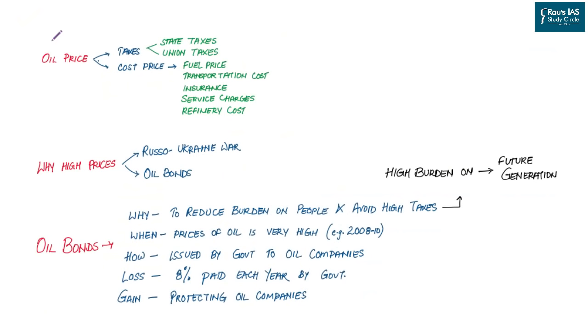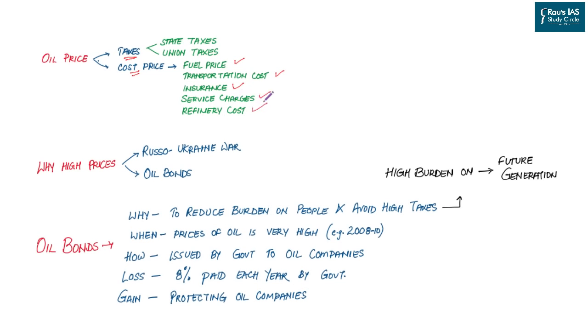The oil prices in India and many other countries are determined by two basic components. First one being the taxes which are imposed and the second being the basic cost price. The cost price of oil is determined by the fuel price, transportation cost, both from the oil fields to India and from the Indian refineries to the respective destinations of states. Then it also includes the insurance of transportation, service charges, as well as the cost of refinery.